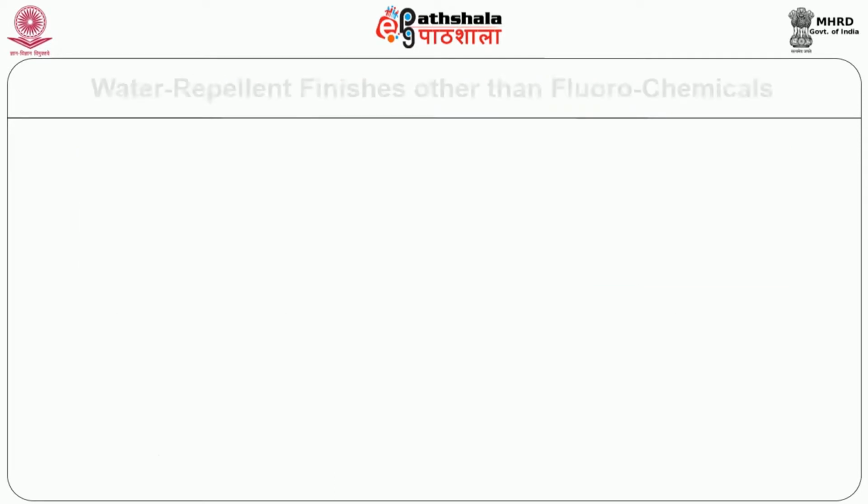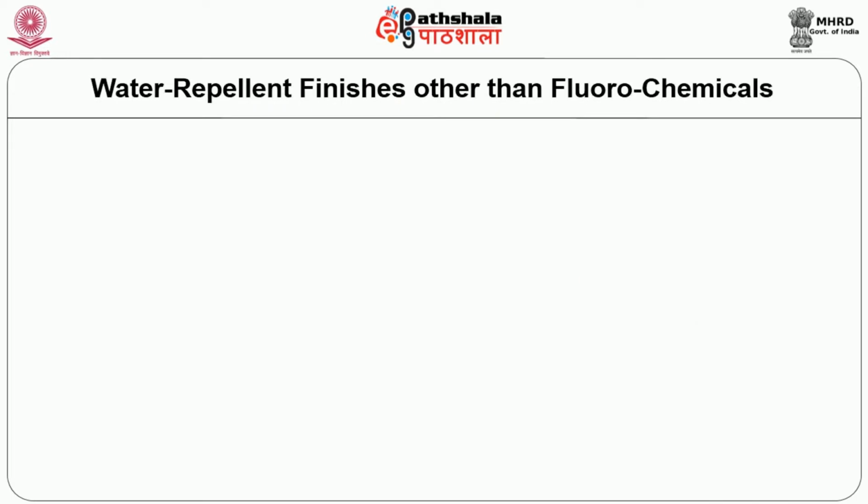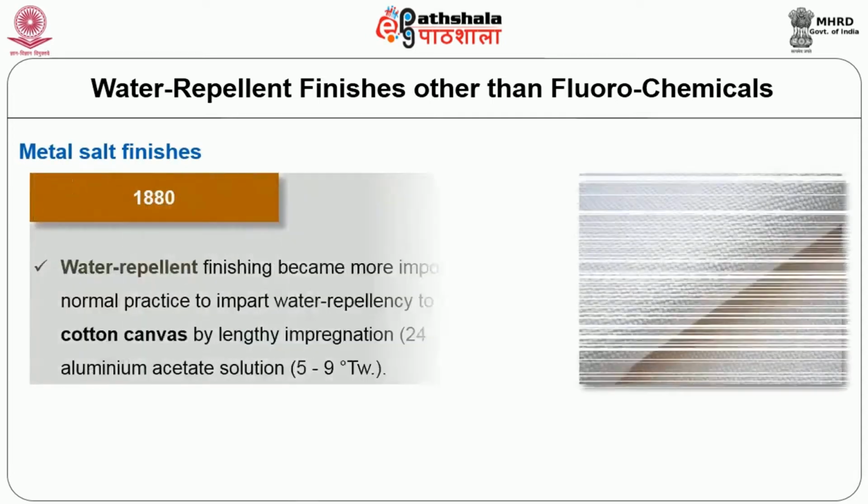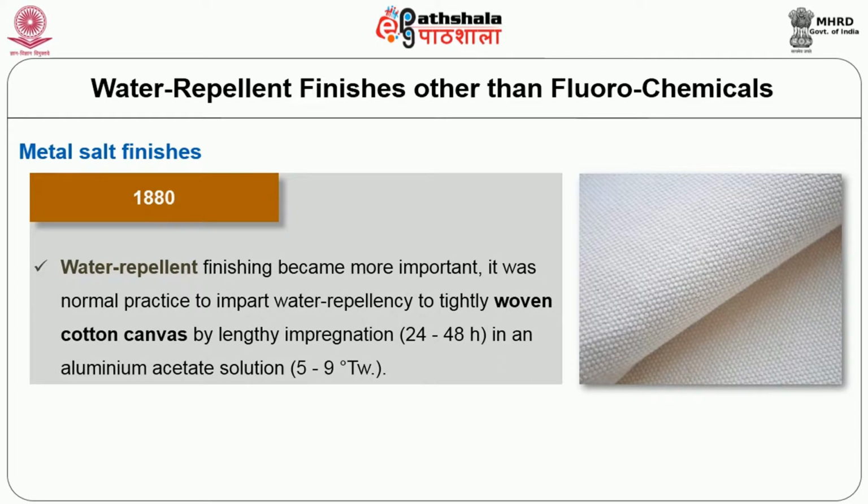The second one is water repellent finishes other than fluorocarbons. Under this, the first one is metal salt finishes. In the period from 1880 onwards, when water repellent finishing became more important, it was normal practice to impart water repellency to tightly woven cotton canvas by lengthy impregnation, that is from 24 to 48 hours, in an aluminum acetate solution at 5 to 9 degrees Twaddell.